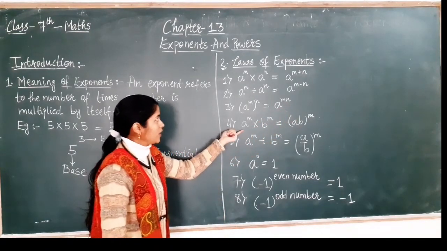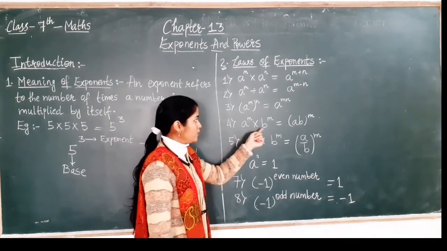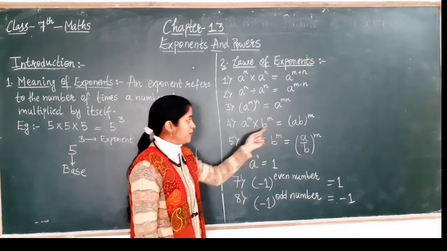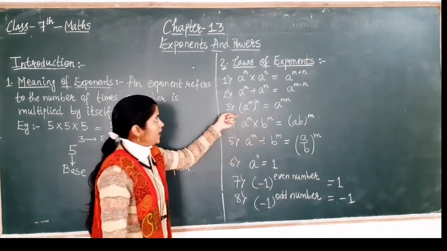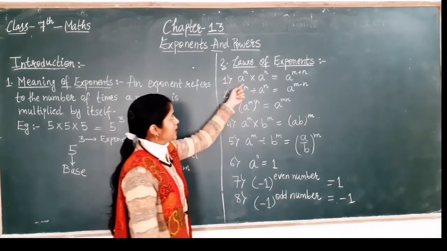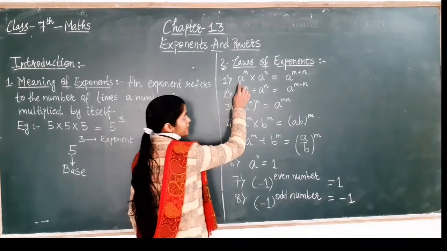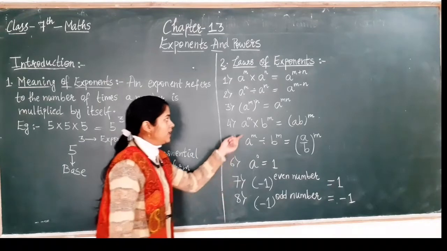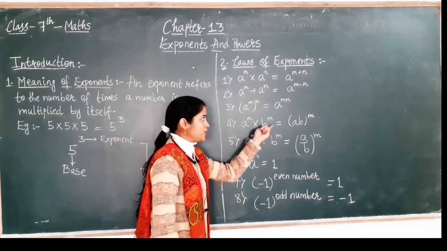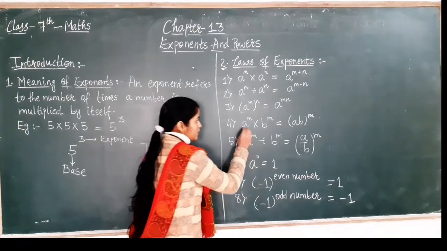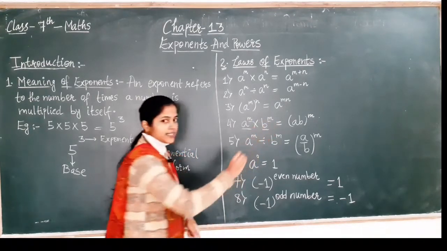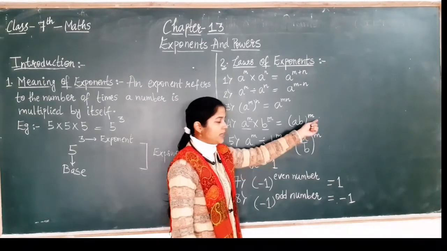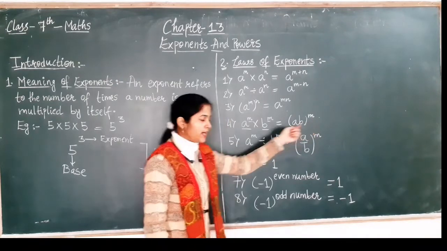The fourth law says a raised to the power m into b raised to the power m. Here the powers are the same but the bases are different. In the upper three laws we have seen that the base was the same, but in the fourth we can see that a raised to the power m into b raised to the power m has different bases and the same powers. So the product is a into b whole to the power m.